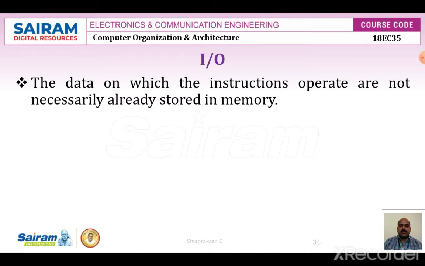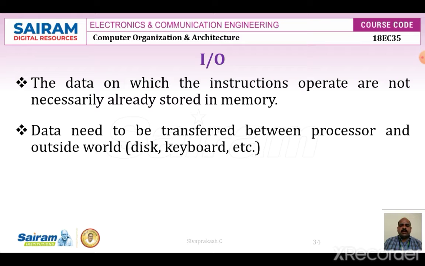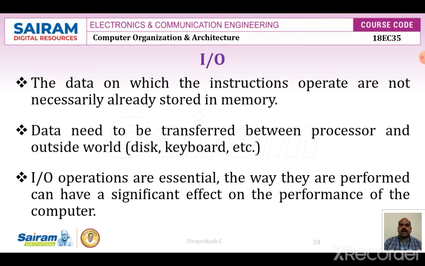First, we are going to see about that. The data on which the instruction operates are not necessarily already stored in the memory, and the data need to be transferred between the processor and the outside world. Maybe a disk, a keyboard, a scanner or a mouse, etc. And these IO operations are essential. The way they are performed can have a significant effect on the performance of the computer.